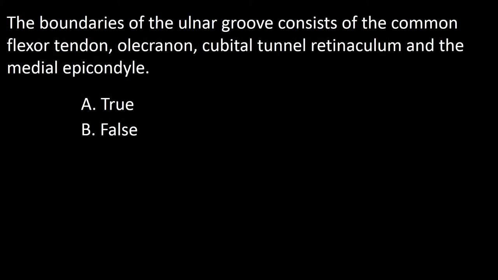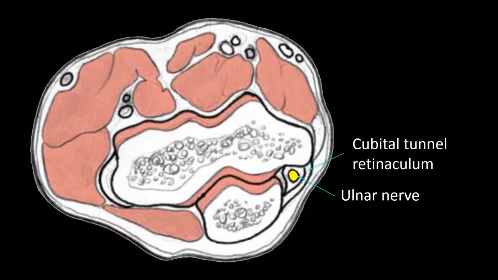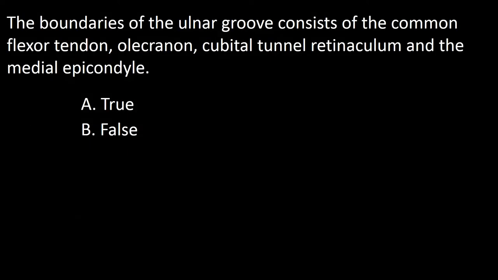Next question. The boundaries of the ulnar groove consist of the common flexor tendon, the olecranon, the cubital tunnel retinaculum, and the medial epicondyle. A true, B false. This is a transverse cut at the level of the tip of the olecranon. You can see the ulnar nerve, the cubital tunnel retinaculum, the common flexor tendon, the medial epicondyle, and the olecranon process. So the answer to this question is true.